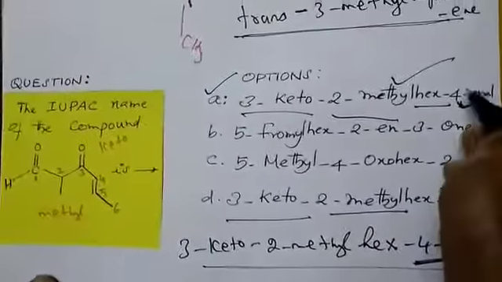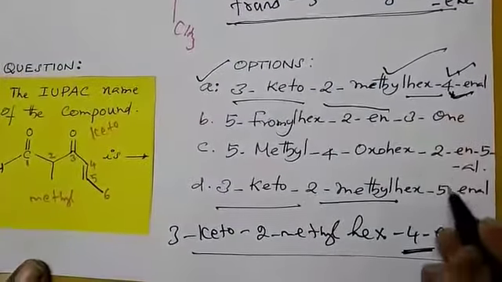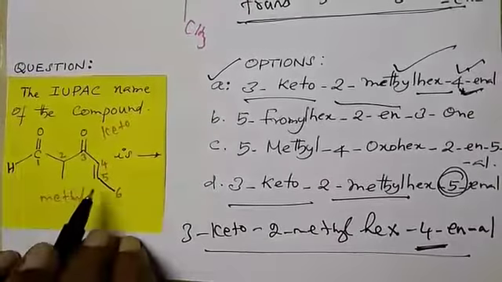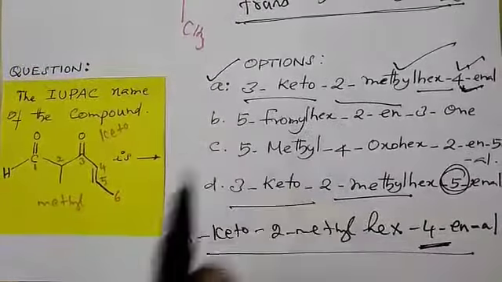So now here the only difference is 4-ene. The difference here is the 5-ene. What is the meaning of it? After carbon 4 only you are having the double bond. So your option number A is correct.